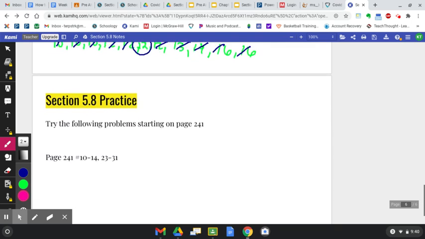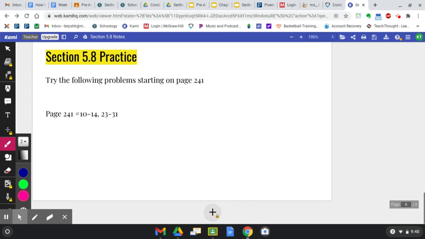All right. Your practice starts on page 241. 10 to 14 is going to be your sets of mean, median, and mode. And then 23 to 31 is some review that will lead us into section 5.9. So take a minute to practice these problems and see how you're doing. If you have questions, make sure you shoot me an email. Have a great day, and we'll talk to you soon.